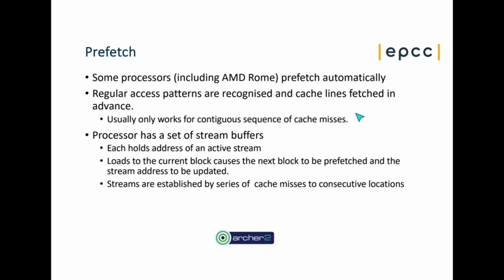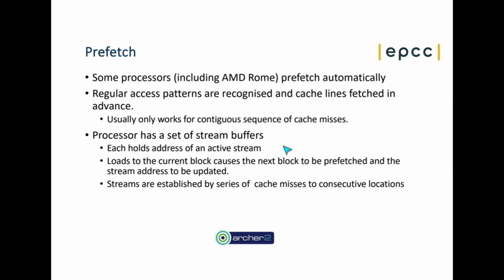It usually only works for contiguous sequences of cache misses. If the lines being loaded are contiguous in memory, then it'll start fetching the subsequent ones. Previous processors only did it forwards, but modern processors tend to work if you're accessing linearly in memory, but backwards. So that tends to work okay.